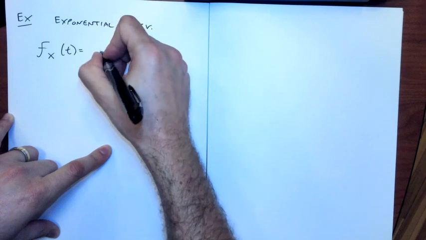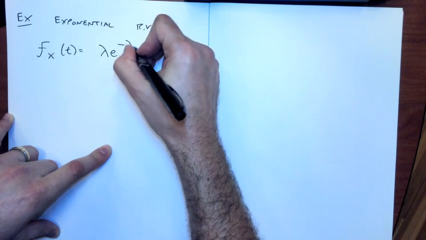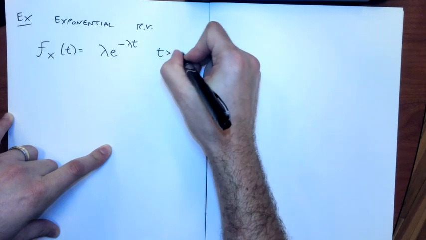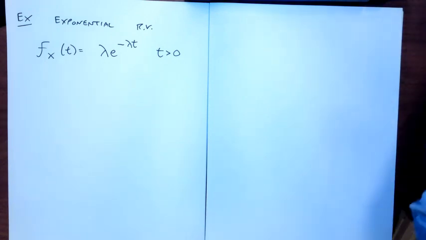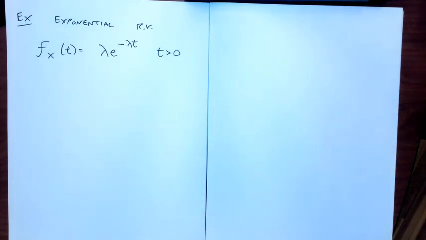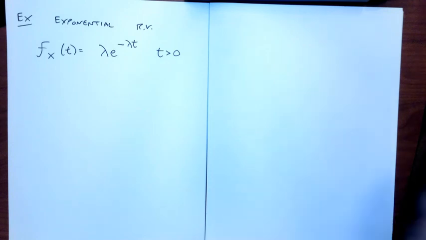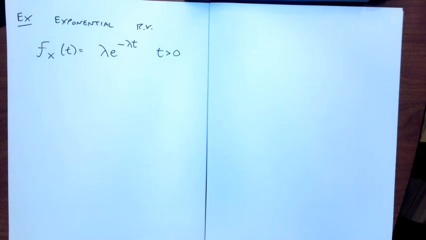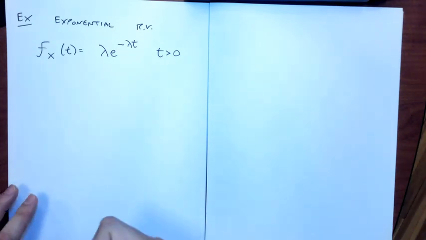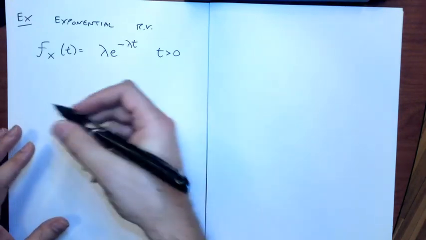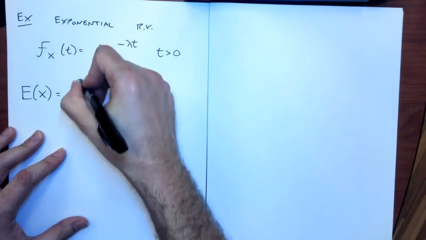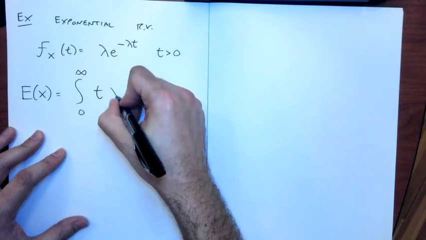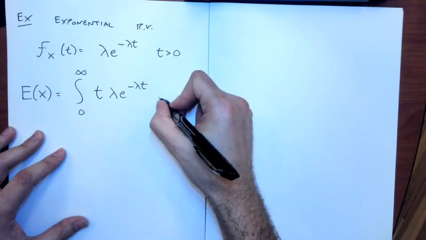It's going to be lambda e to the minus lambda t for t greater than 0. And so there was a comment at some point about, could you please use t's instead of x's? And so here I'm trying to do that a little bit. Whatever parameter I use here doesn't matter. I could use u, I could use x, I could use whatever. But here I'm trying to make it a little bit more t friendly. So what is the expected value of this guy here? Well, I have to integrate from 0 to infinity t lambda e to the minus lambda t dt.